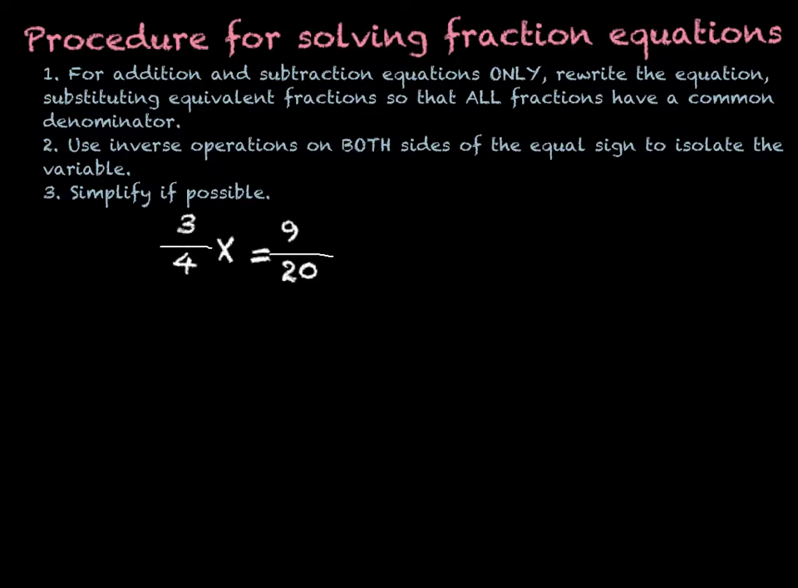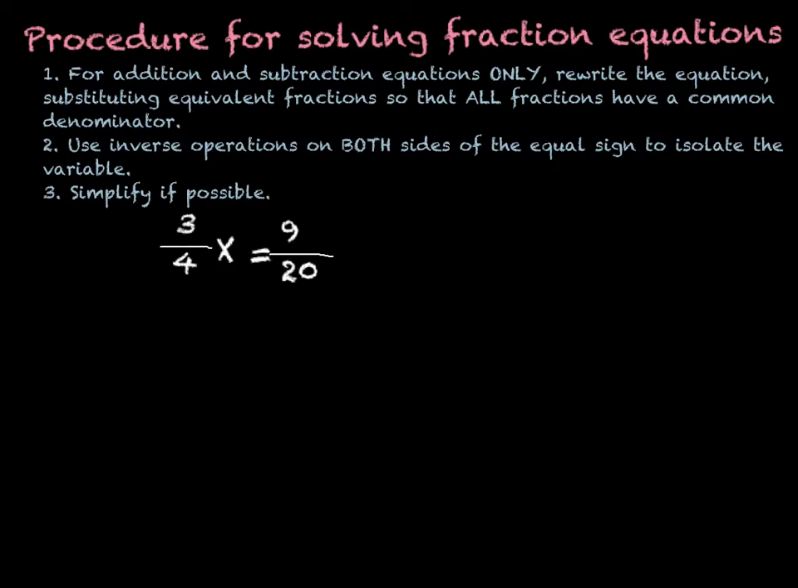Looking at my next example, what I immediately notice is I don't see an operation symbol. When I have my x, it's not isolated yet, it's not by itself, it's attached right to a 3/4. But I know that when I see a number right next to a variable, it means multiplication. So, in this one, I can skip step 1. I do not have addition or subtraction, so I do not need common denominators.